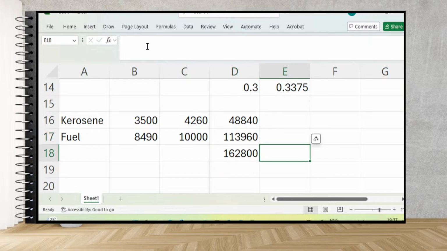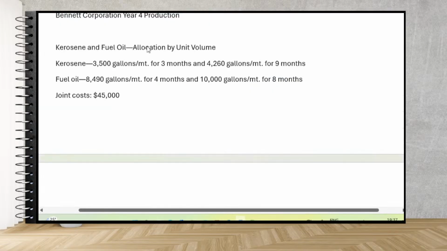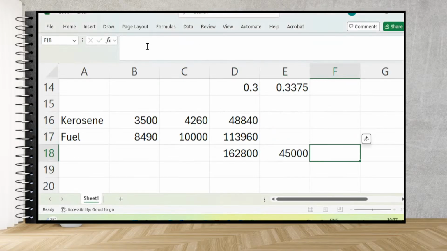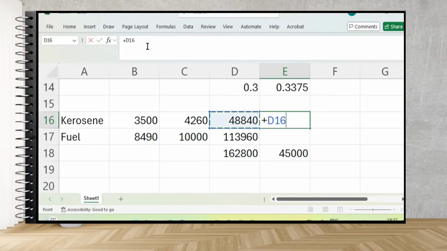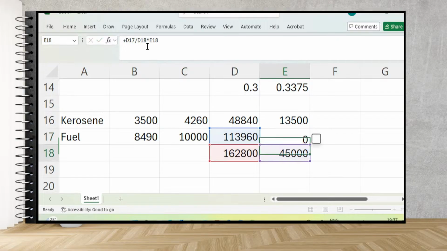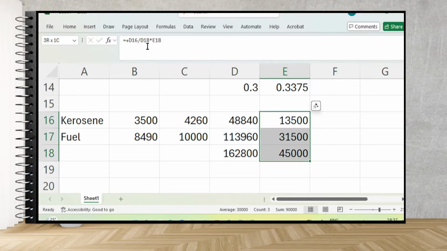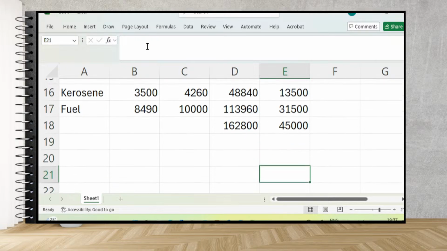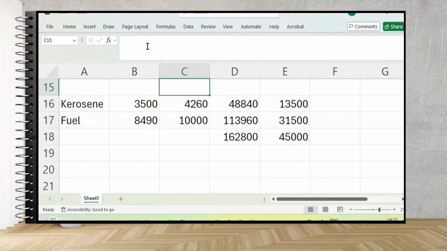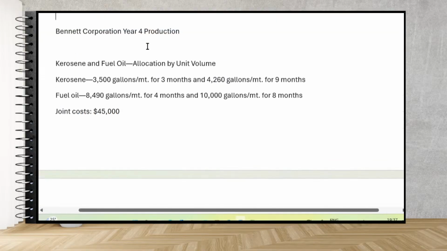And then what is my joint cost? 45,000. So I need to allocate this divided by this multiplied by this. So 13,500, and then this divided by this multiplied by this, so it is 31,500. So these are my answers. Kerosene cost is 13,500 and the fuel cost is 31,500. So that is on the basis of unit of production, allocation by unit volume.